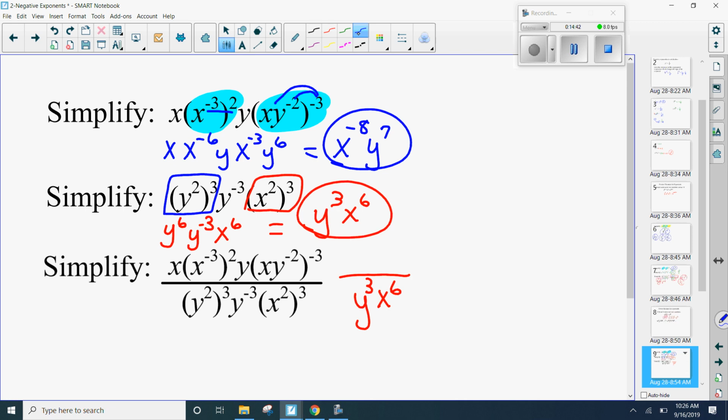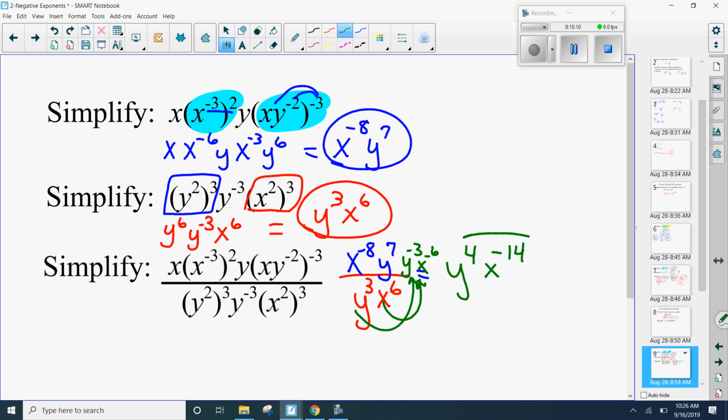The numerator is exactly the same, x to the negative 3rd squared, y to the negative 2nd, negative 3. We said that had a value of x to the negative 8, y to the 7th. So if I simplify that, subtract your exponents if you want to. Move this up, that's y to the negative third, so you end up with y to the fourth. You move this up, x to the negative 6, which leaves you with x to the negative 14.